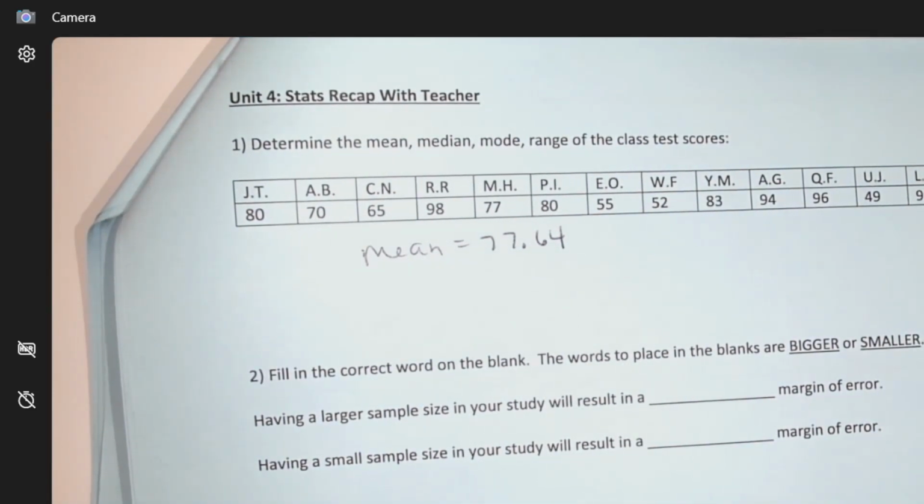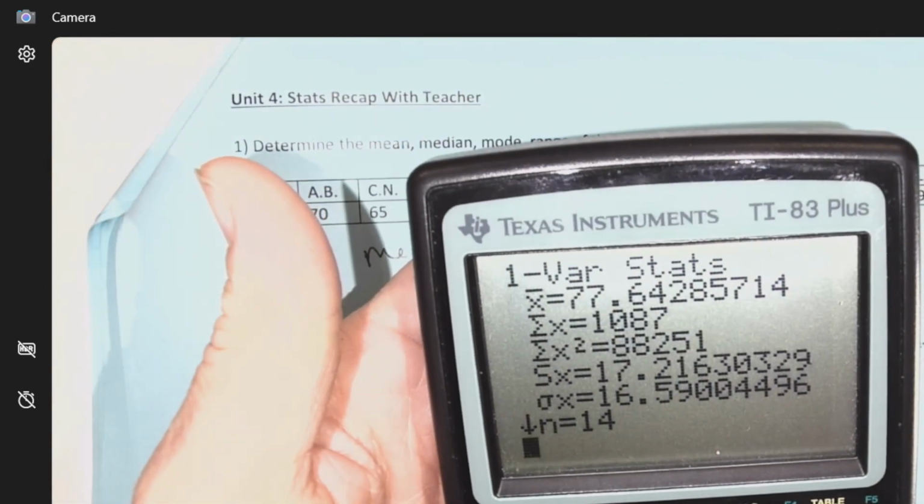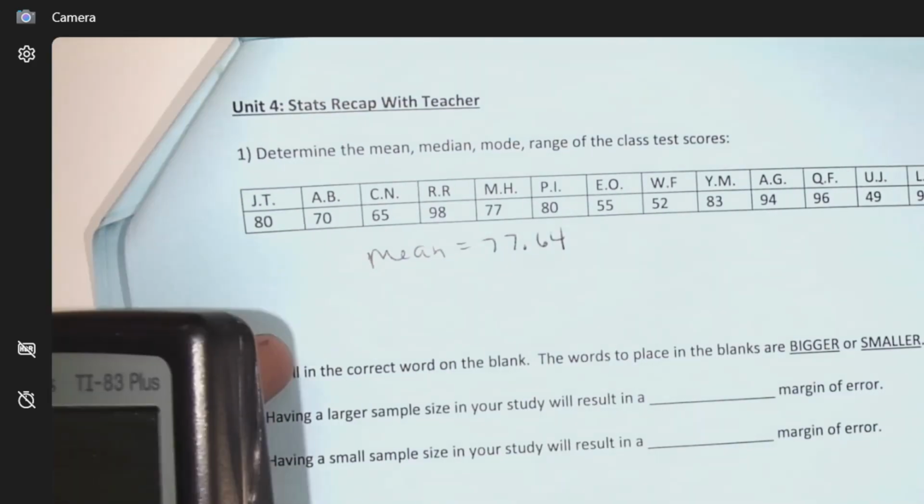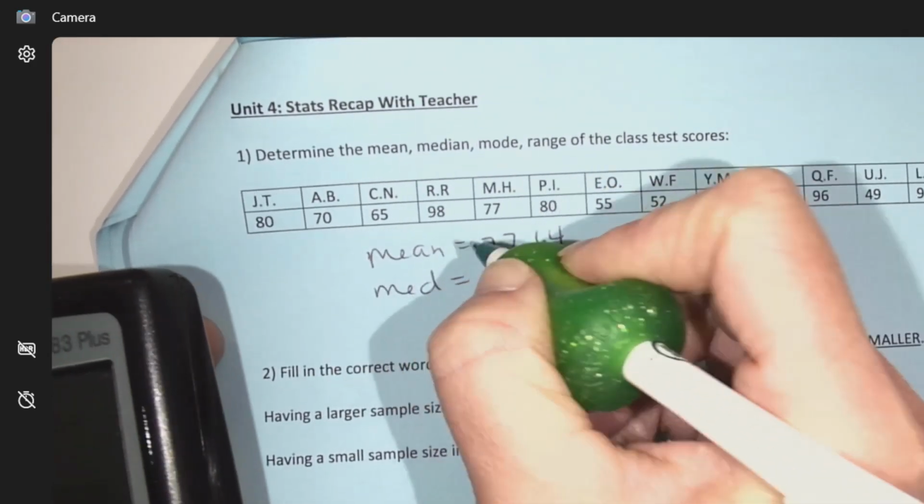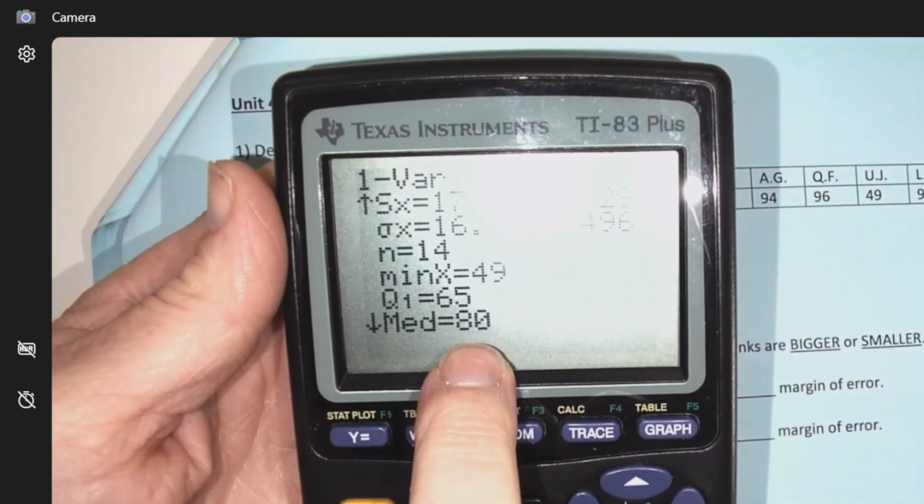So the mean is the first one, the X bar, 77.64. The median is in the middle, so it has told me the median is 80.